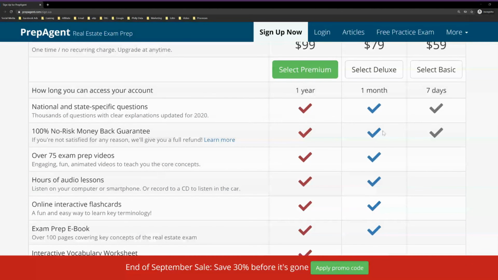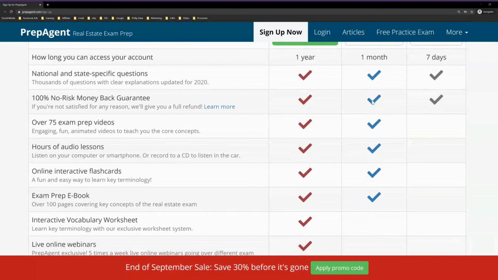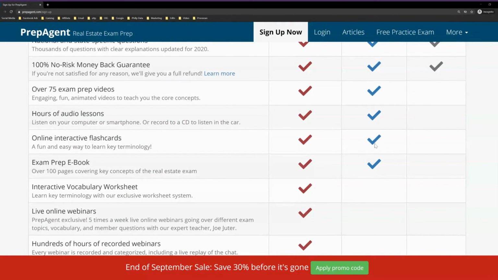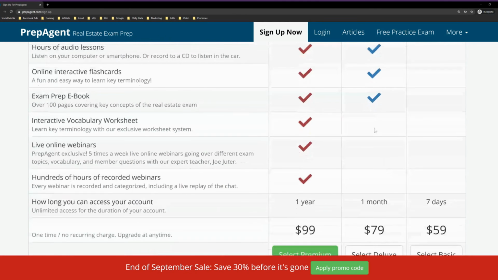But let's continue to show what the package offers. With the deluxe package, you get all the way up to here. So you do get online flashcards, the audios, the videos, and an ebook, so $79. But for an extra $20, you get this. This vocabulary worksheet was very helpful to me.